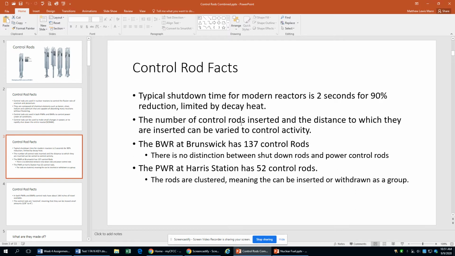Different plants are going to have different numbers of control rods. The BWR at Brunswick has 137 control rods, and the PWR at Harris has 52 control rods. In the BWR, all these control rods are treated the same, but at Harris, they actually have clusters, which can be inserted or withdrawn as a group. So they have fewer control rods, but, again, just like with the fuel, they're going to have roughly the same amount of stopping power.